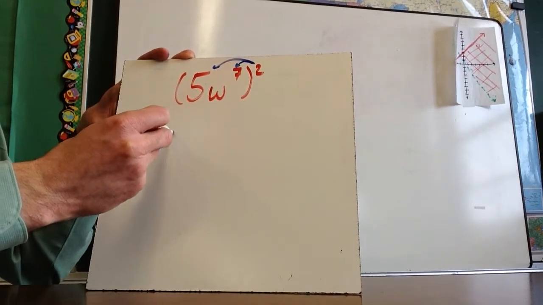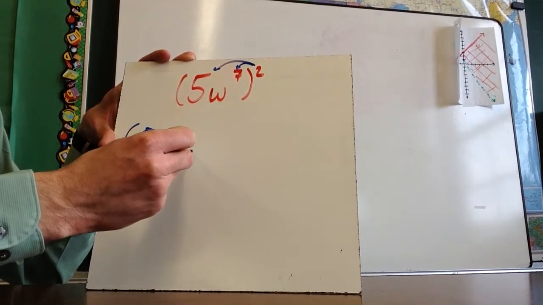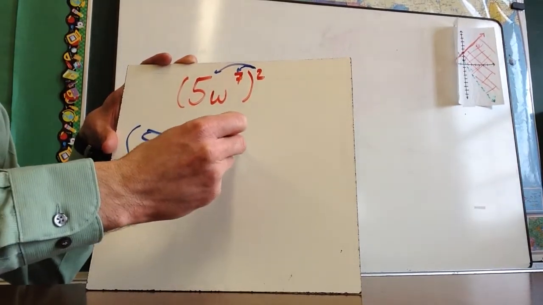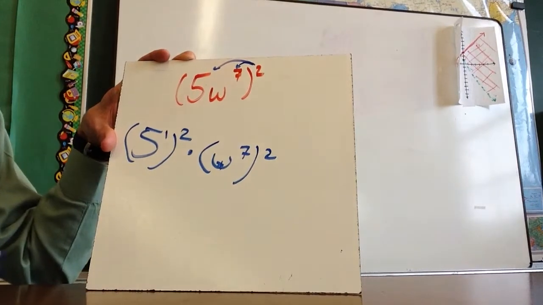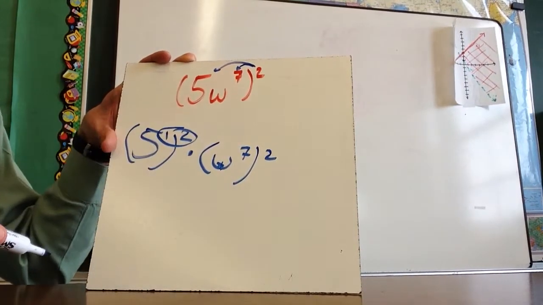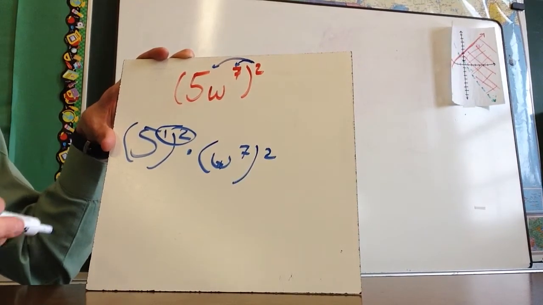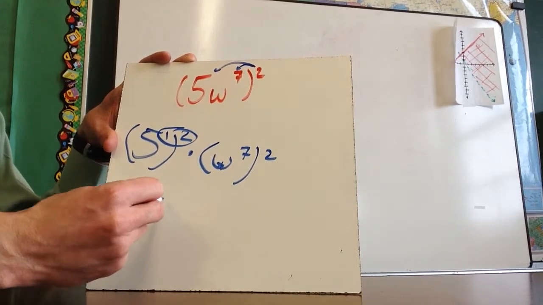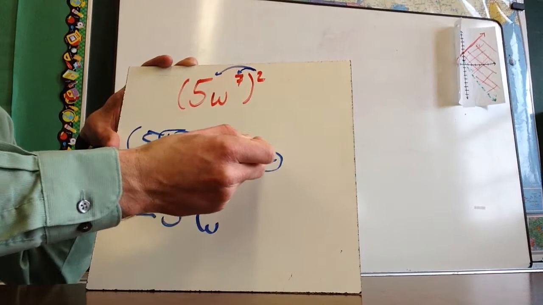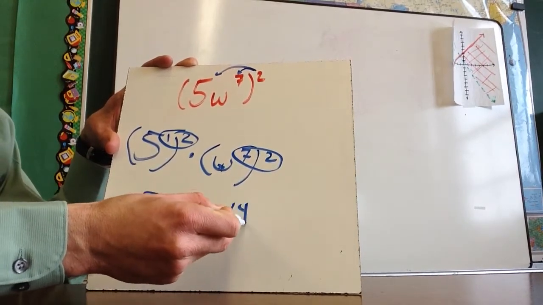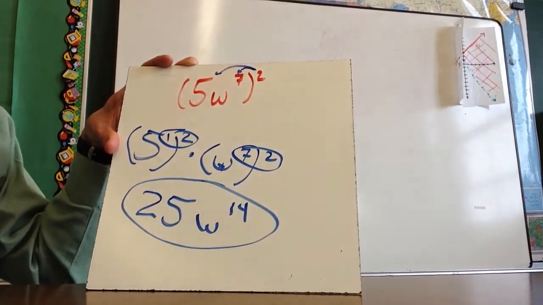In other words, it's like this squared times this squared. I would multiply these exponents, which is 5 to the second power, and 5 times 5 is 25. And then I will have w to the, and I'm going to multiply these, w to the 14th. So that'd be my final answer.